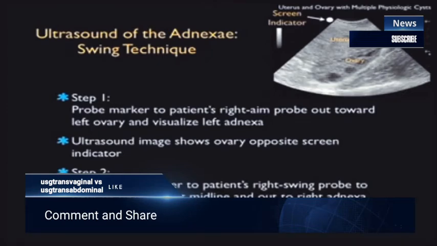Now, step number 2, to visualize the other side, the right adnexal structures will be different than in the flip technique. For this maneuver, what we'll do is move the probe first to the midline to visualize the uterus, and then out towards the right adnexa to be positioned into the right fornicele area. We can visualize the right ovary by swinging the probe directly out to the right adnexal structures, but the ultrasound screen image that we'll obtain will show the ovary on the same side as the screen indicator, effectively in the opposite orientation as in the above image.